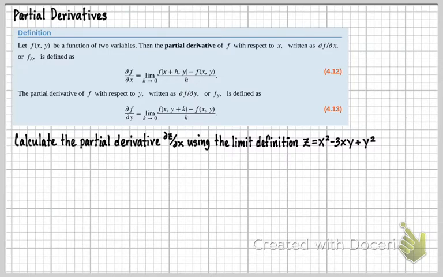Now the second one, take a look at this. This is the partial derivative of f with respect to y now. This is new to us because now we're in multivariable calculus. And this says, written as df over dy, or f sub y, is defined as df over dy equals the limit as k goes to 0 of f of x, and that's just an x there, but look at this, y plus k, minus f of x,y over k.